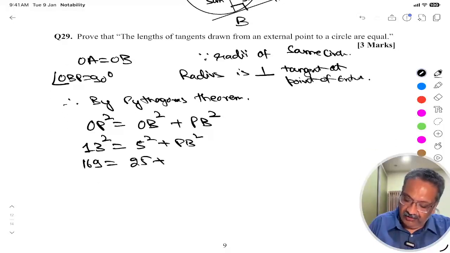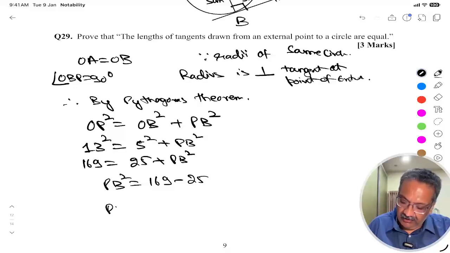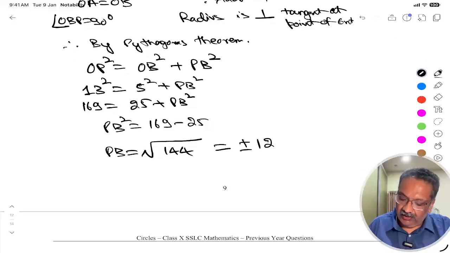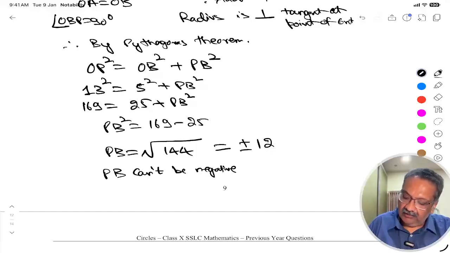13 square is equal to 5 square plus PB square. 169 is equal to 25 plus PB square. PB square is equal to 169 minus 25. PB is equal to square root of 144, equal to plus or minus 12. PB can't be negative. Therefore, PB is equal to 12 centimeters.